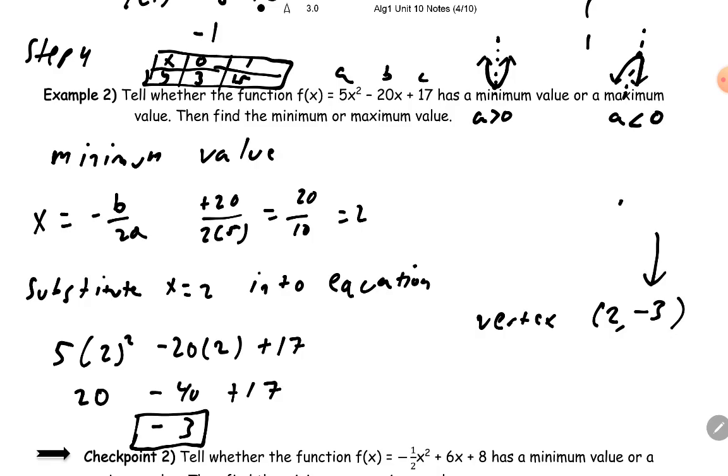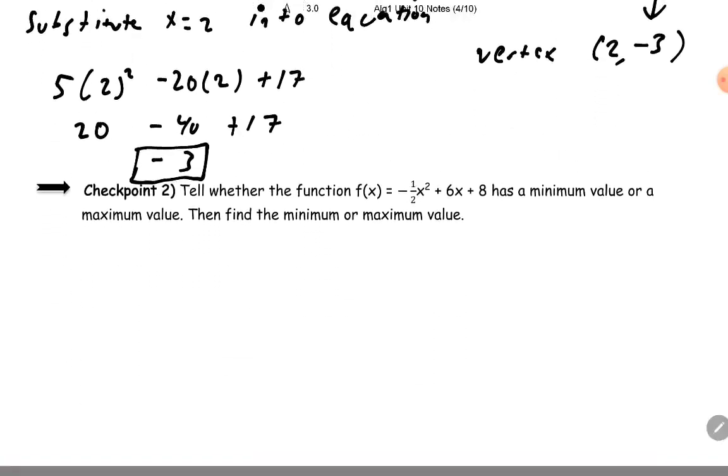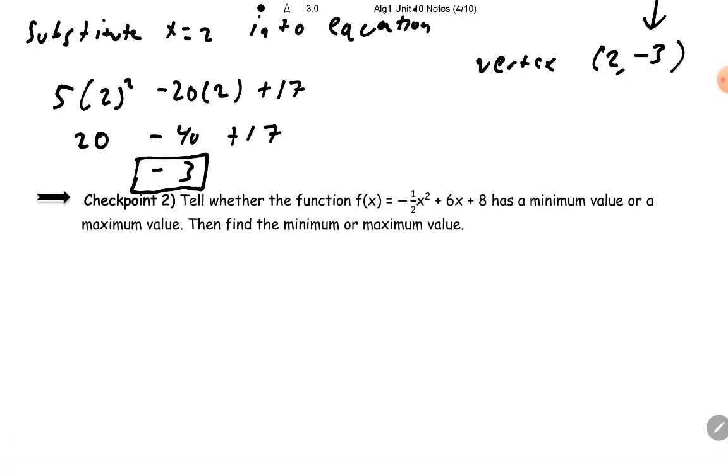This number here is my minimum value. It would be my maximum value if it opened downward. Alright, let's do this again. A is negative 1/2, B is 6, C is 8. We know that this is a maximum value because A is less than 0. It's negative.